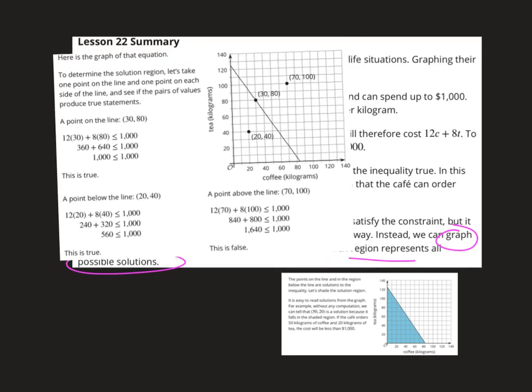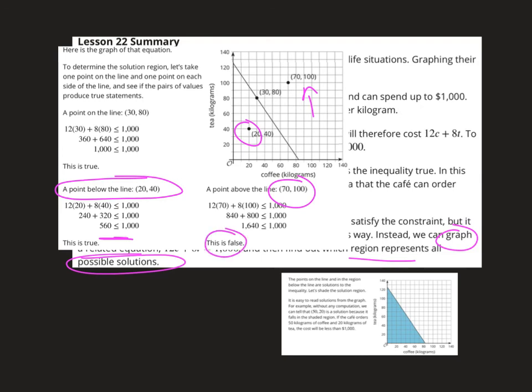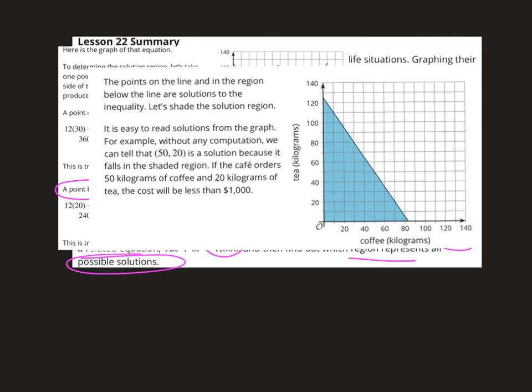So when we look at things like this, we start to think about which ones work. We see the point (20, 40) is below the line, and it yields a true situation. (71, 00) is above the line. That reveals a false situation. So that's not where we're going to shade. Our solution is down there, which yields us a nice graph like that.